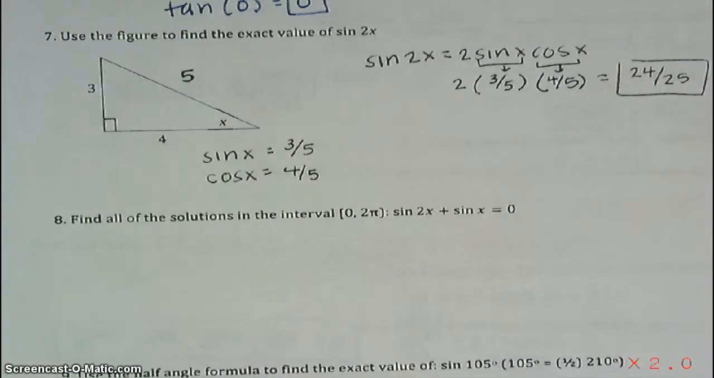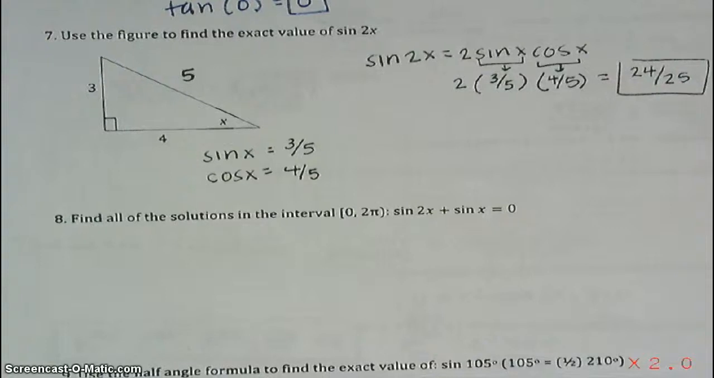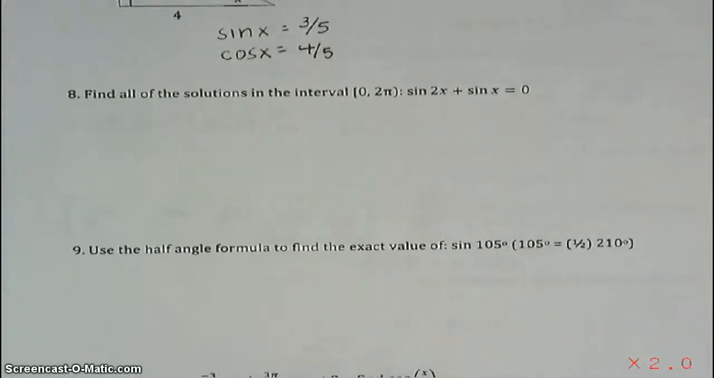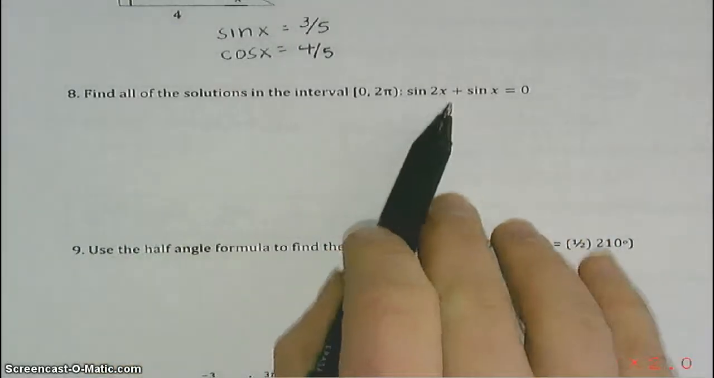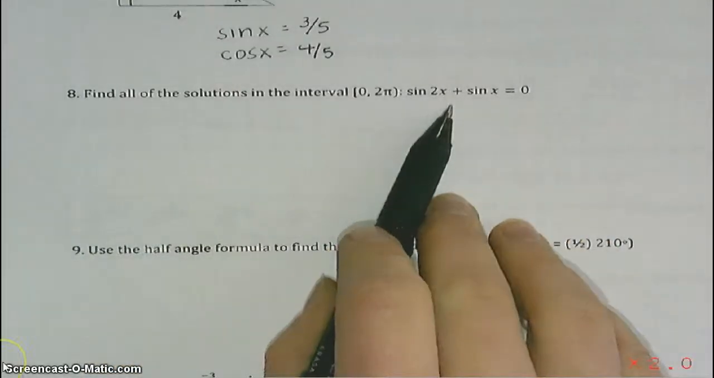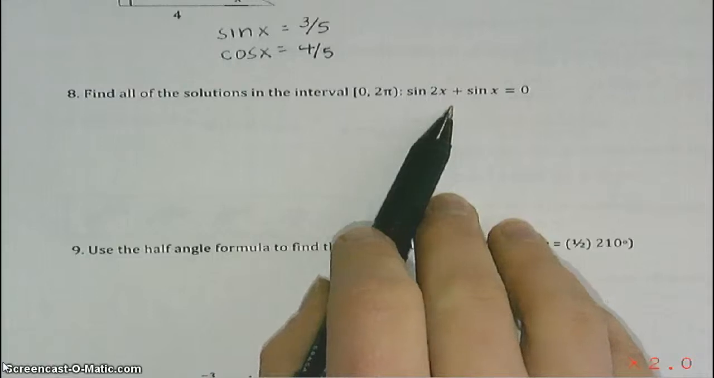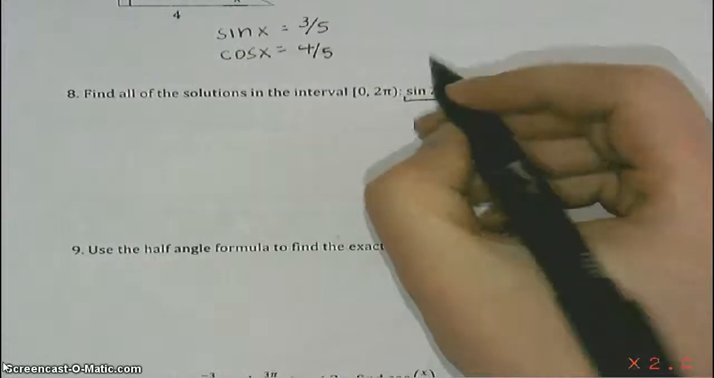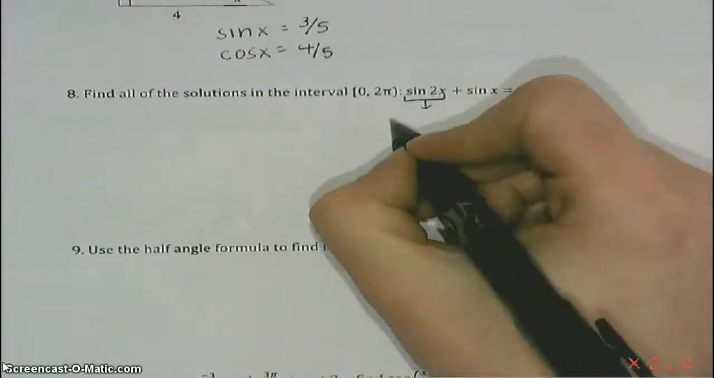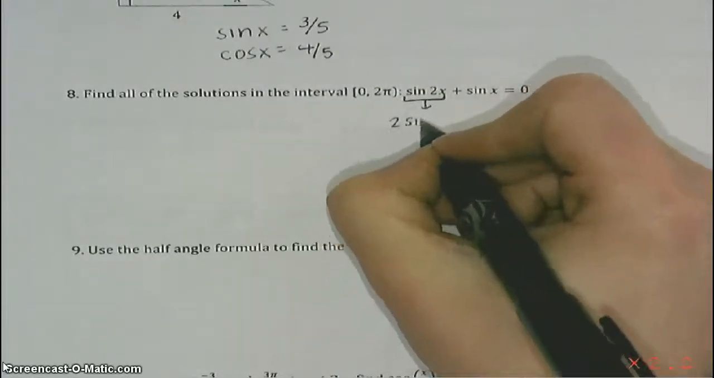At this time, you can stop the video and try the problem on your own, or redo it on a separate sheet of paper, or move on to number 8, where we are going to use the double angle formulas in order to solve all the solutions for this equation. So this is actually a mix of the double angle formulas as well as the stuff that we did in section 5.3 where we're solving for the angle. The first thing that you need to do is use the identity in order to rewrite sine 2x as 2 sine x cosine x.